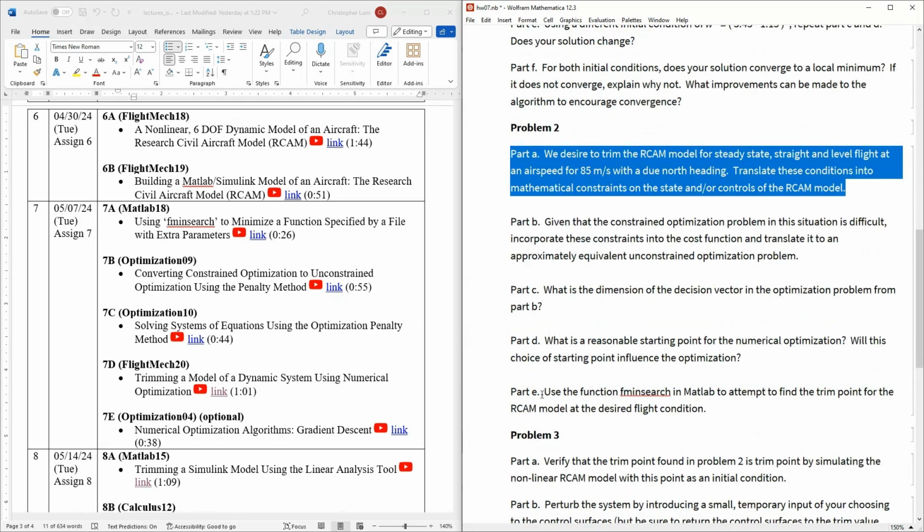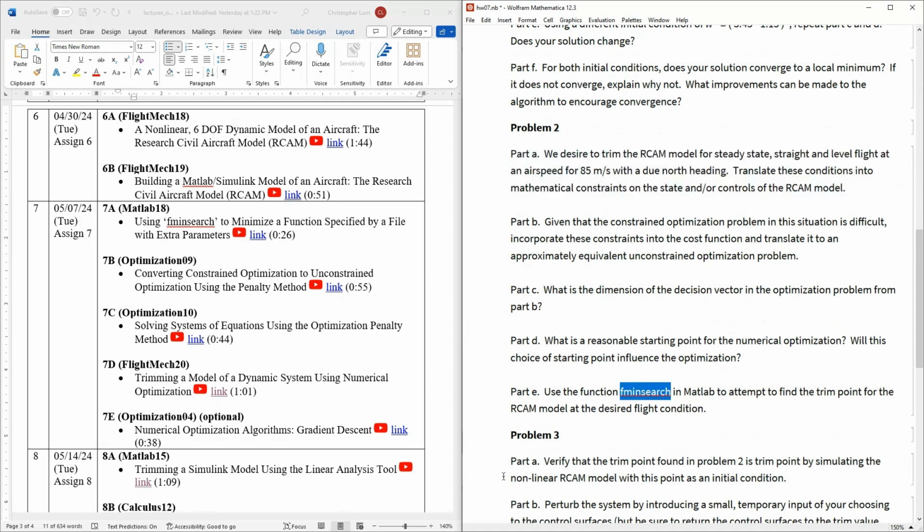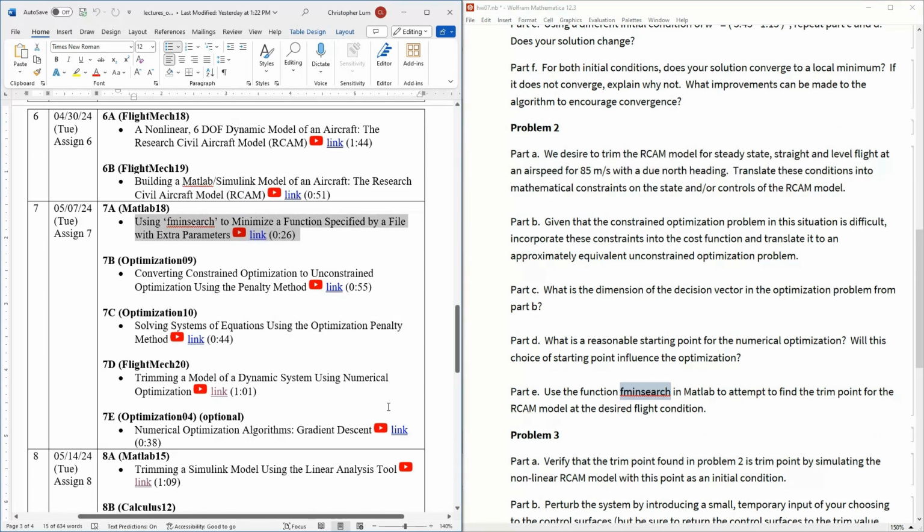And again, what we can do is MATLAB has this great function called fminsearch, i.e. what we were learning about right here. Let's see if we can get fminsearch to actually perform this optimization for us. So problem two, it's really about just posing the problem as an optimization problem and then throwing fminsearch at it, right? So that's the game plan.